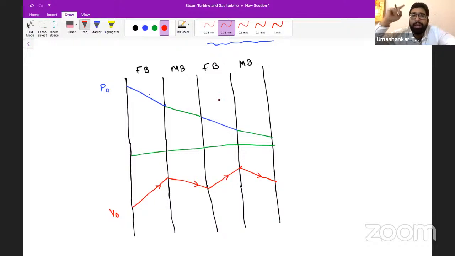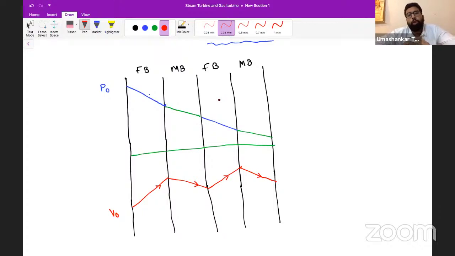Because when the pressure energy gets changed into the kinetic energy of the steam, the velocity increases. But here, the loss of pressure energy does not change into the kinetic energy of the steam. So the kinetic energy of the steam does not increase. It will decrease in the moving blade part.